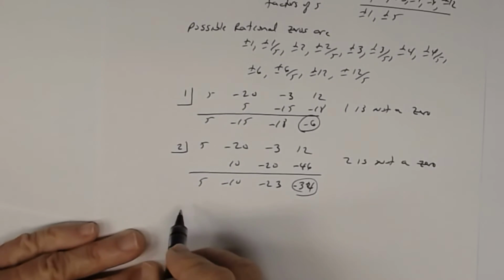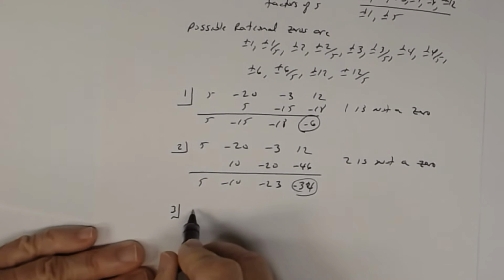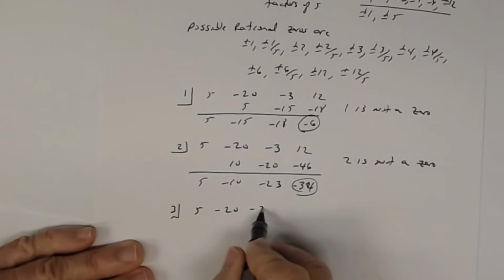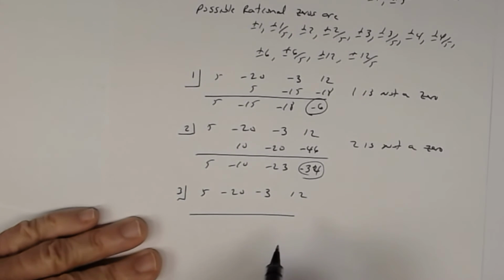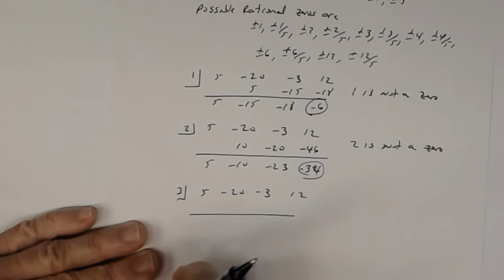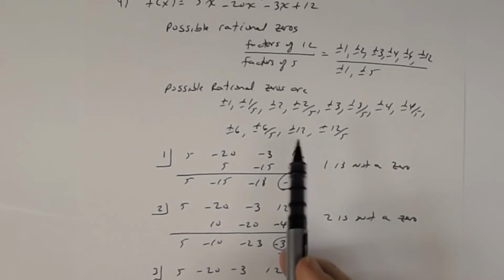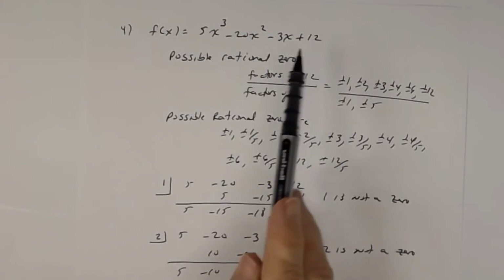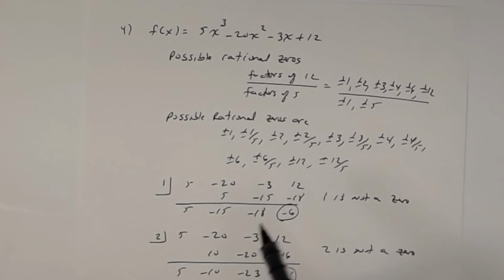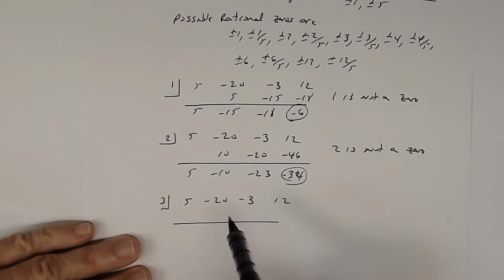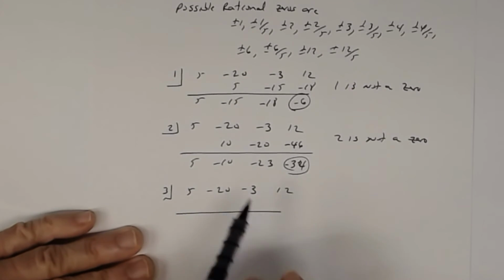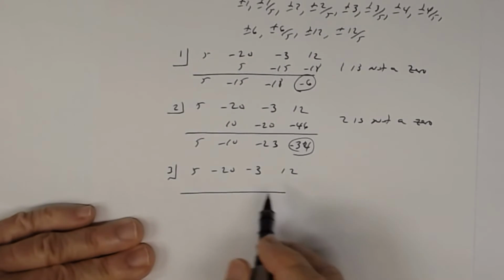All right, we continue on. Let's say you want to try 3: 5, negative 20, negative 3, 12. So it's just trial and error, trial and error. You don't have access to a graphing calculator in this course. You could put this in a graphing calculator and see where the zeros are. Remember, the zeros are your x-intercepts. But in this course you don't, so you have to do this process.